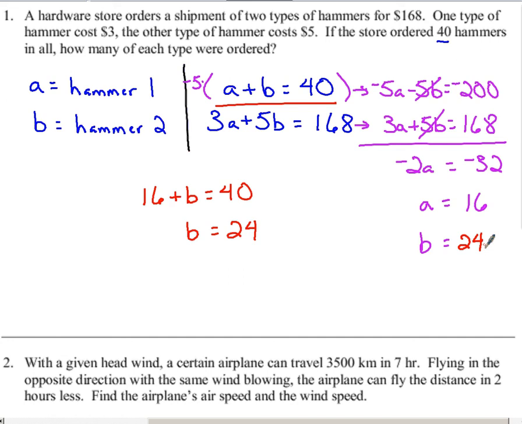Again, go back to the question. It says how many of each type were ordered. Got to make sure you're answering the question. You got 16 of the first type, you got 24 of the second type.